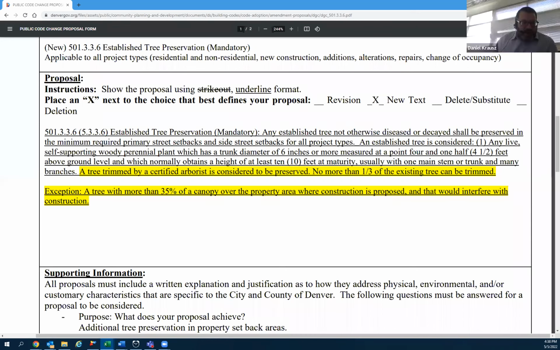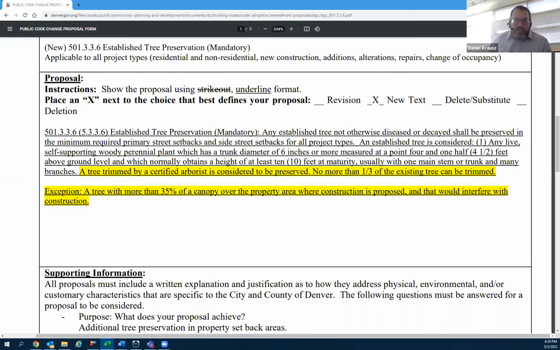Daniel. So I worked on the modified language here and can say that we analyzed that the tree has to be located within the required setback. So no one's building in that required setback, and that's where at least the trunk of the tree is located. Then you have a canopy which typically has a limited size, and a portion of that could be going over the property. But if more than 35% of that canopy is over where you wanted to construct, that's the exception. So you're then allowed to take down that tree.